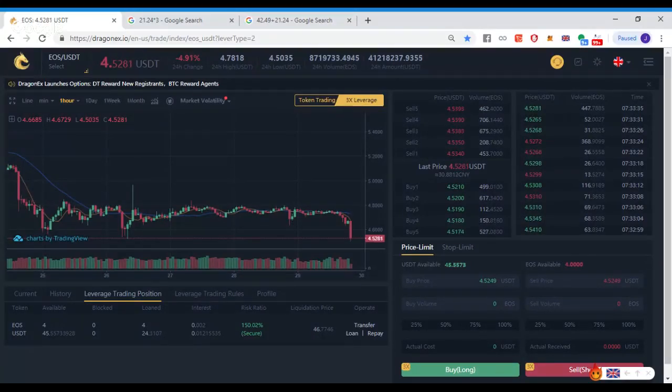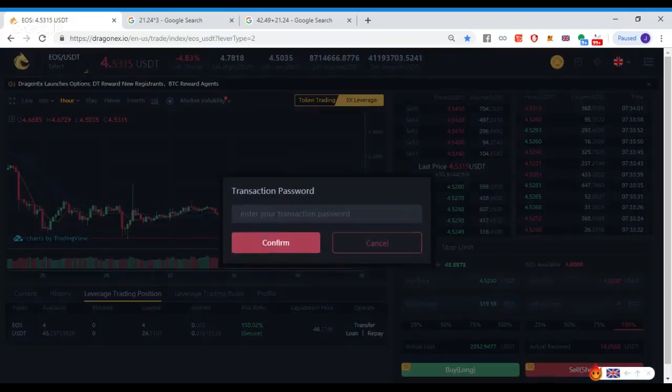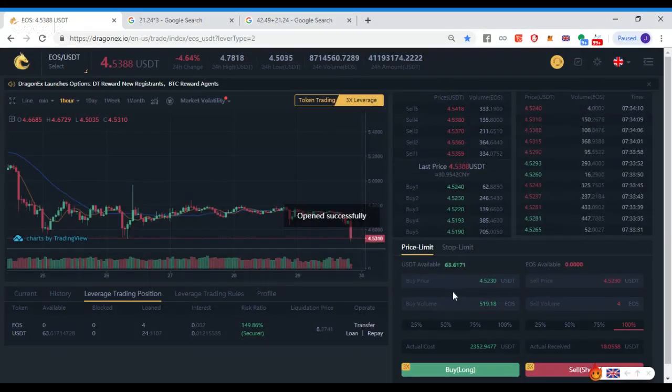Now, this is the thing to remember. If you're expecting the price of EOS to go down, you have to quickly sell these 4 for USDT, because remember, you have to give these 4 back. The only way to pay them back these 4 and get a profit is to sell these 4 instantly for USDT, which would give us $18.05. Which now gives us a balance of $63.61, which is our leverage, remember.